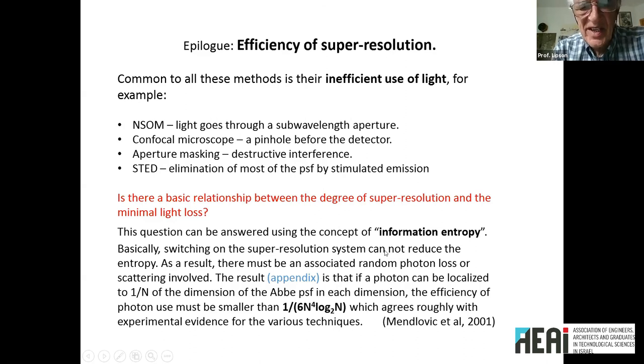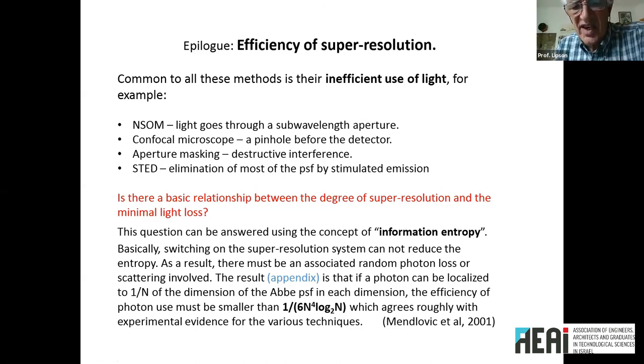No practical system can reduce the entropy. So we have to see what it means to increase the entropy for part of the system if we want to reduce it for another part. This can be looked at as an associated random photon loss or scattering, which must be involved in the process. The result, which the appendix goes into in more detail, is that if you localize a photon to 1/n of the dimension of the Abbe limit, the efficiency of the photon used must be smaller than 1 over 6n to the fourth log to the base 2 of n. And this, in fact, agrees pretty well with the experimental evidence for the various techniques.